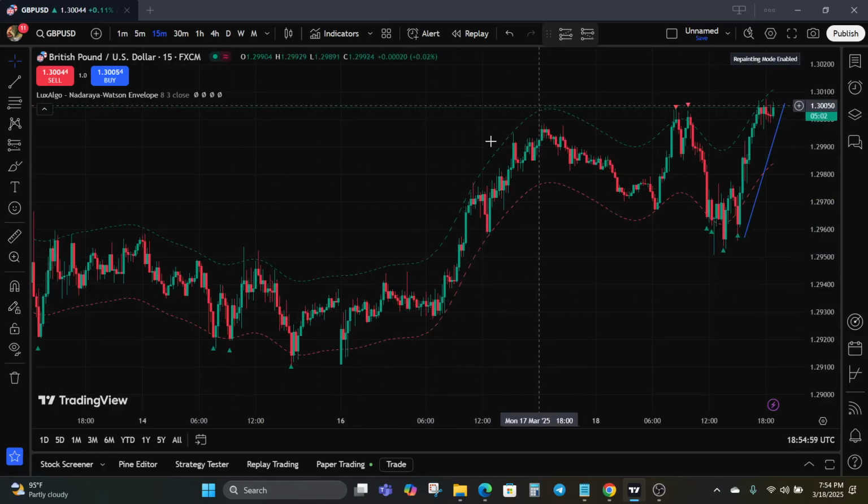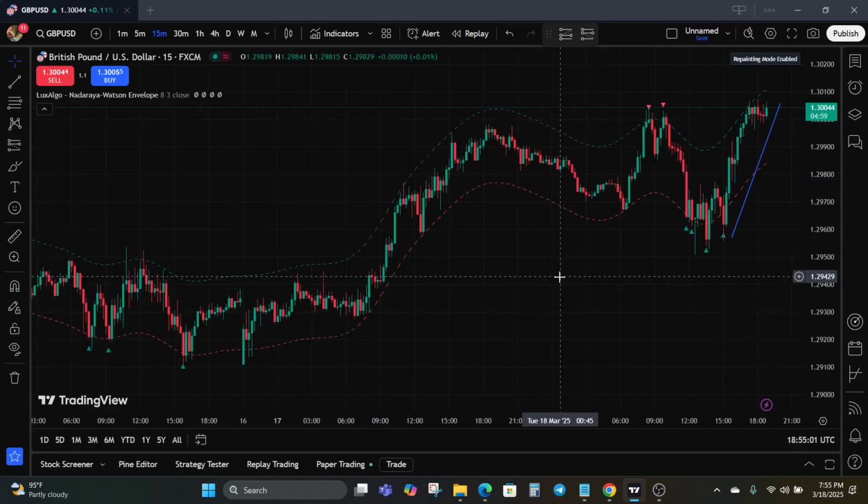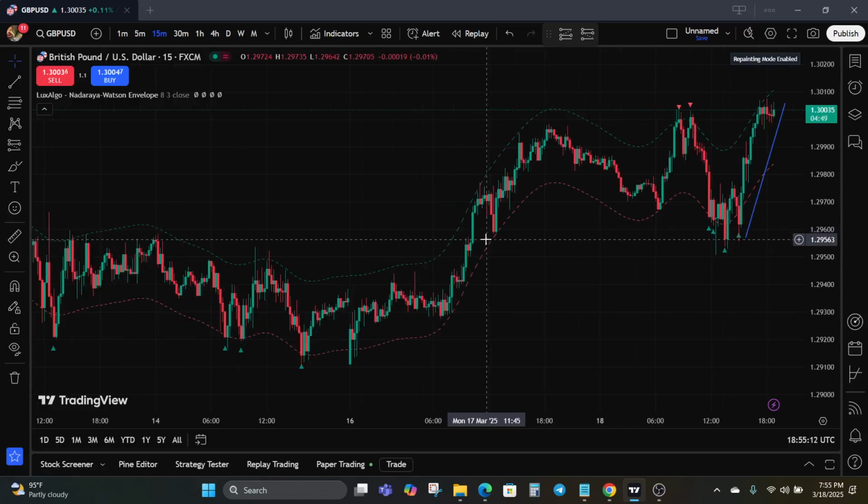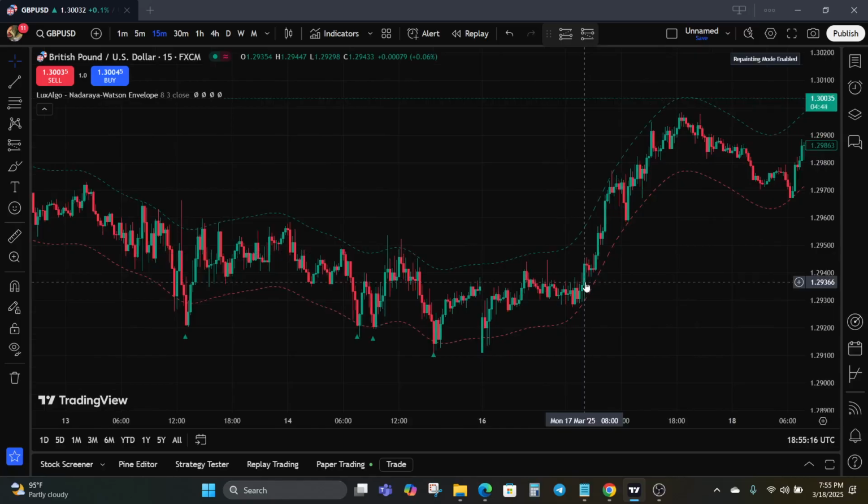The green line above serves as dynamic resistance, while the red line below serves as dynamic support. And this indicator can help you focus on what matters, because you don't necessarily need to trade every single move in the market. Okay, but well, if you're a scalper, I can understand that.